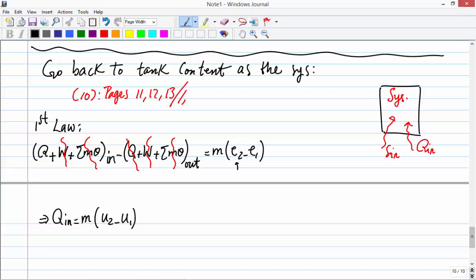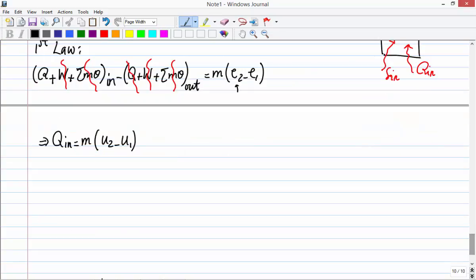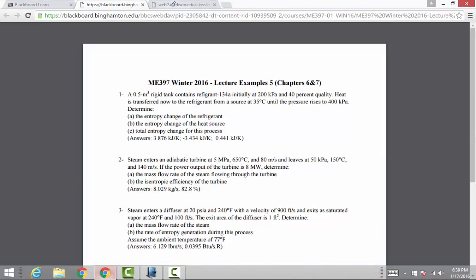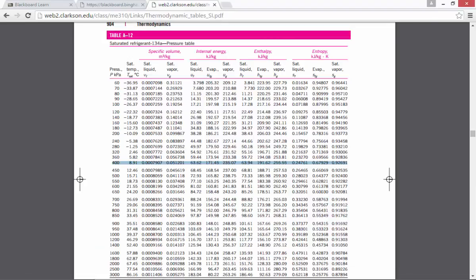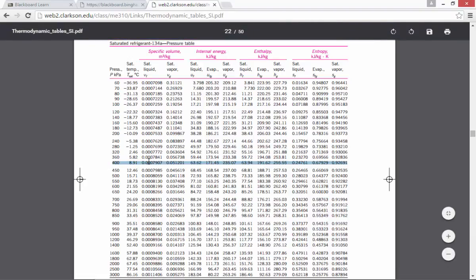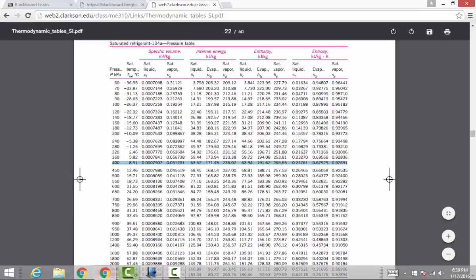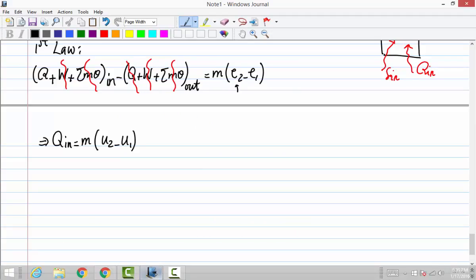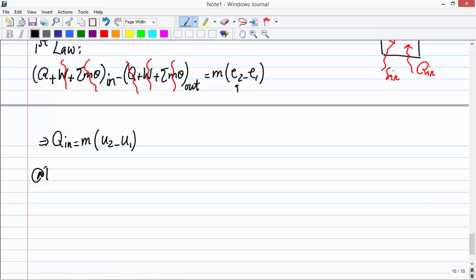So all I need to do is just go back to the table at point 1, for instance, or point 2, and say at this pressure, internal energies are these two numbers, right? And use that famous equation and solve for U1 and likewise for U2. So at point 1, P1 was 200 kPa.